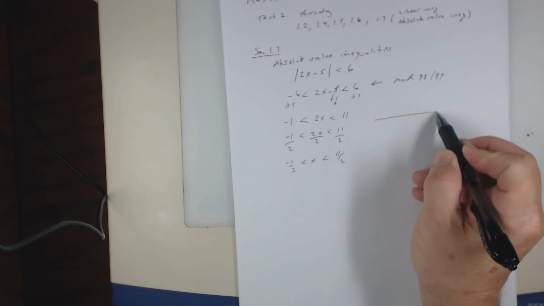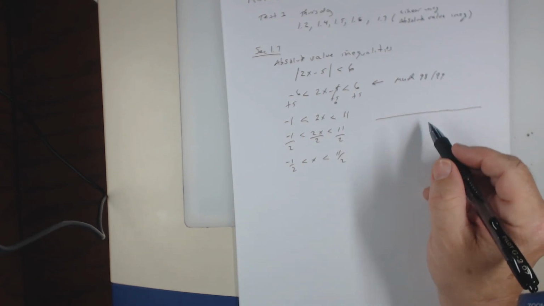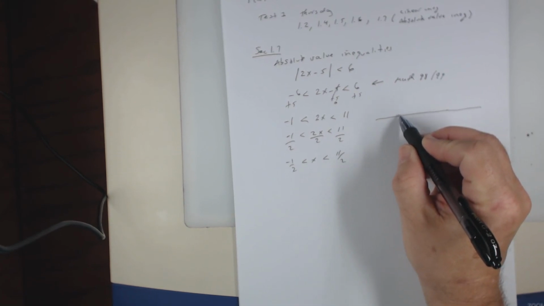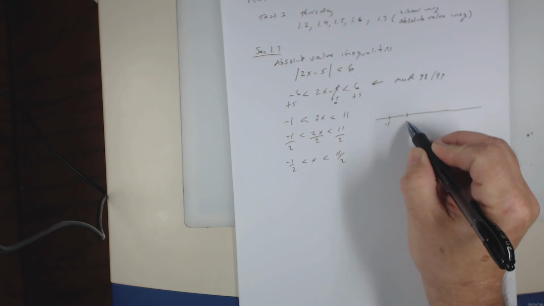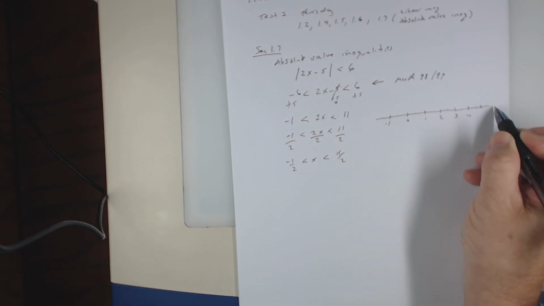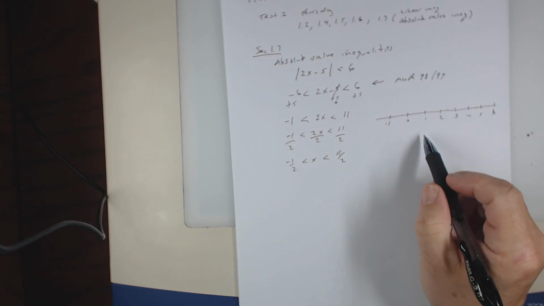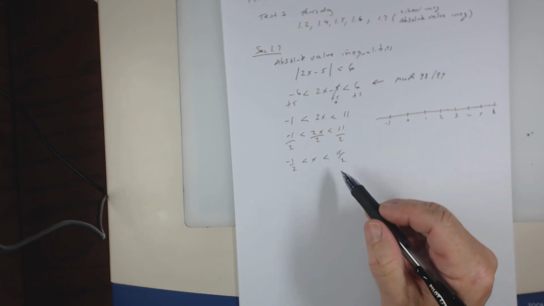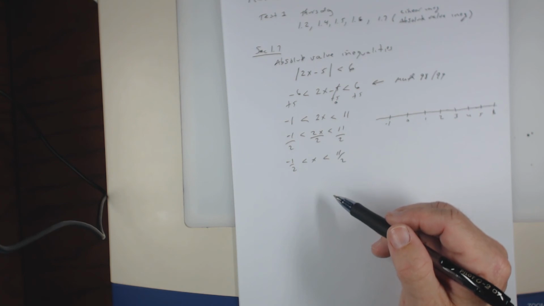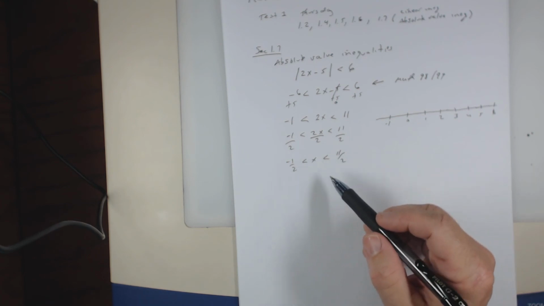So on the number line, and when you picked up the worksheets, you'll notice that I did put a number line on those. On the number line, let's say this is negative 1, 0, 1, 2, 3, 4, 5, and 6. All right, now there's no equal sign. So am I going to use brackets or parentheses? Parentheses. When do I use brackets? When there's an equal sign. So this was less than or equal to.